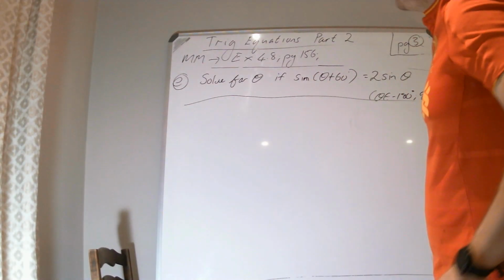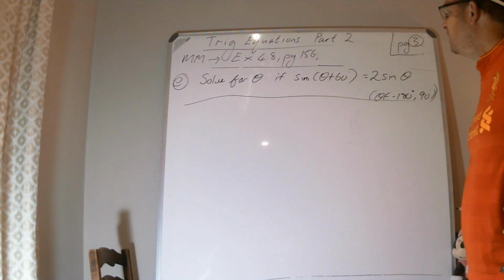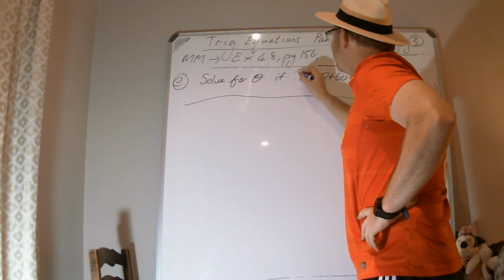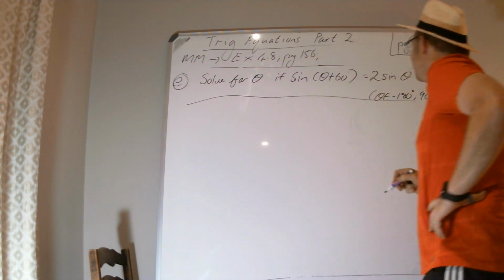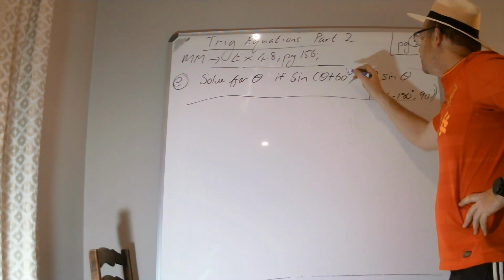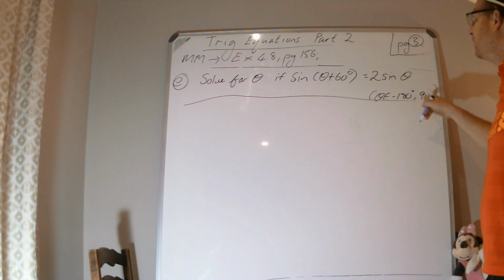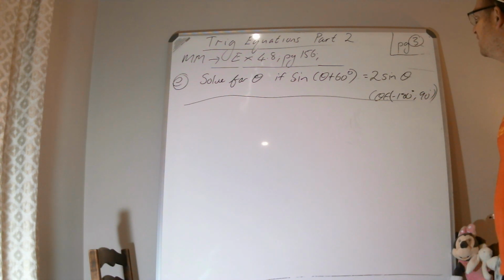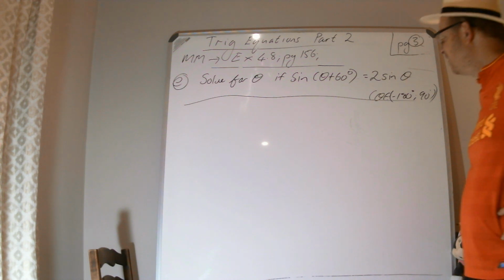Right. To do this next lovely sum. We're doing question E of 4.8, and the question says solve for theta if sine of theta plus 60 degrees is equal to 2 sine theta, and they want the solutions. Theta is an element of minus 180 to 90. So let's have Calexis and Genya doing this for us.